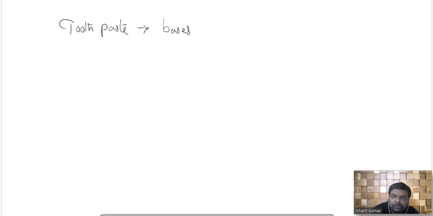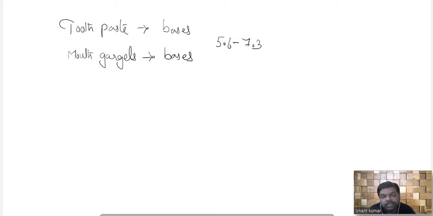Also, some people use mouth gargles, which also contain some bases and help to neutralize the saliva present in our mouth, keeping it in the range between 5.6 to 7.3. So this was how pH affects our dental health.